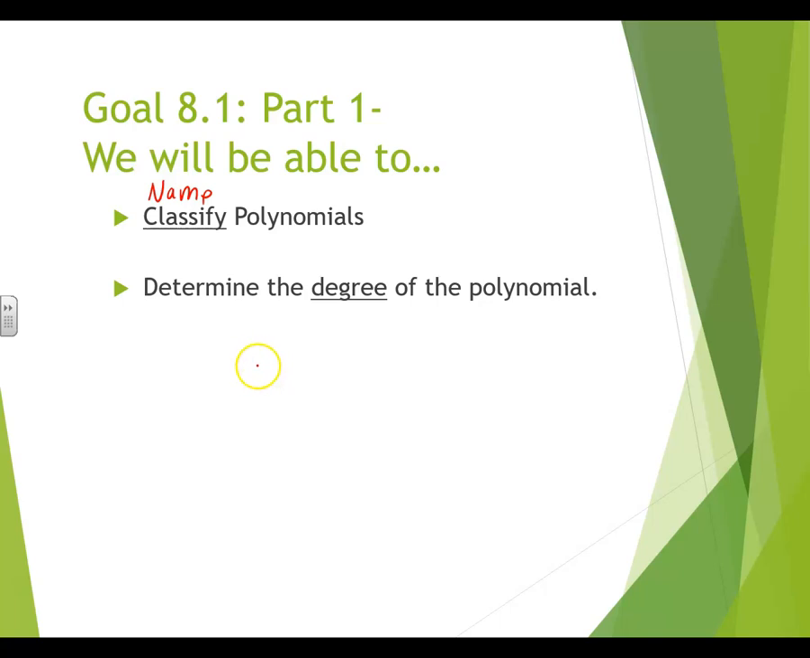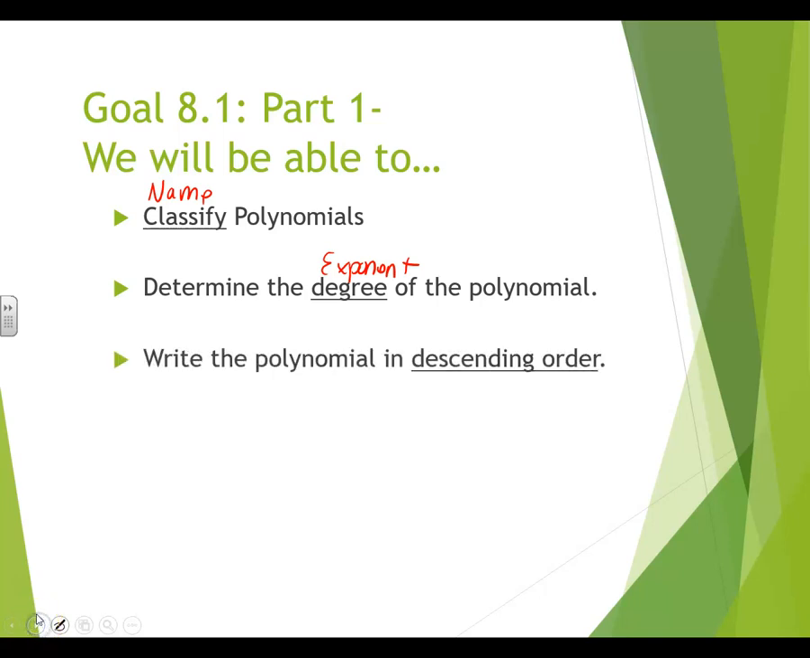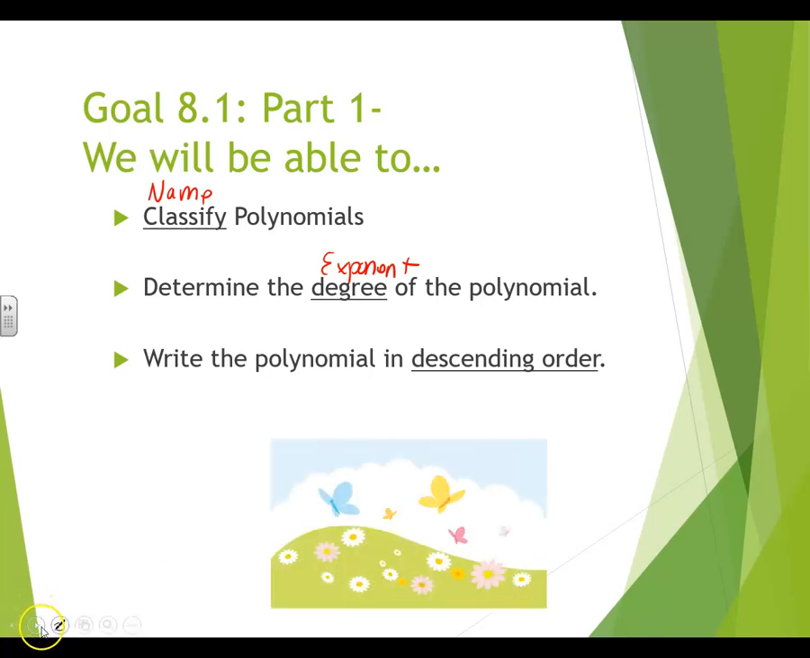Determine the degree of the polynomial. We've already talked about degree. Degree is the exponent. You've got to think of exponent. What's the top dog of the problem? Next, write the polynomial in what we call descending order. Highest to lowest. We'll talk about that in a little bit. We didn't get that in any of my classes yesterday.